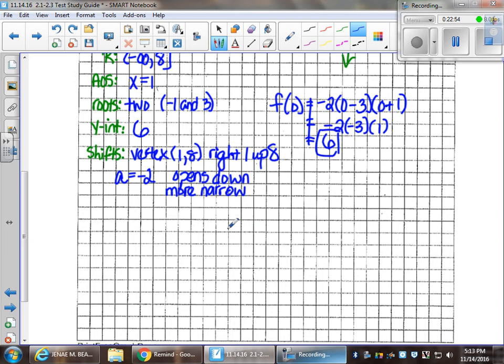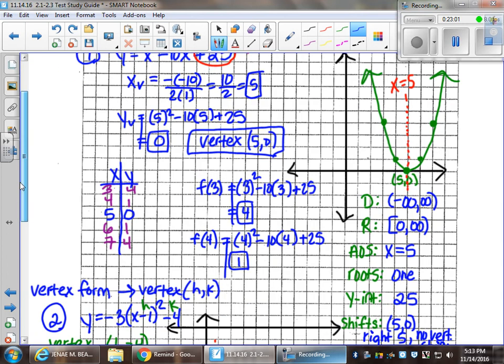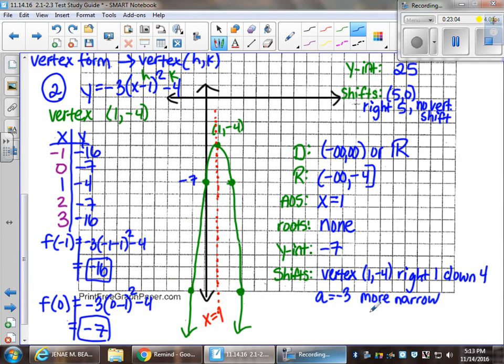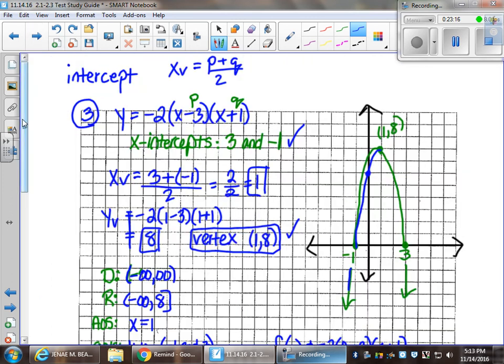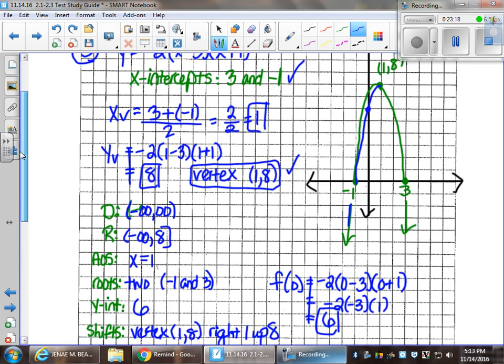When you're done writing that down, I think number 2, I was supposed to say opens down. Yep. Number 2, if we go back and look at number 2, more narrow and opens down. If you wrote that and I didn't, you'd be like, oh, Miss J, see, I knew it. You're right. So if A is negative, make sure you mention that that causes it to open down. And then number 3 is all done.